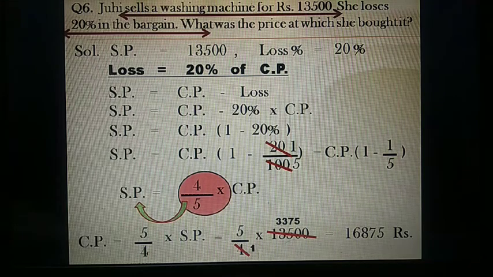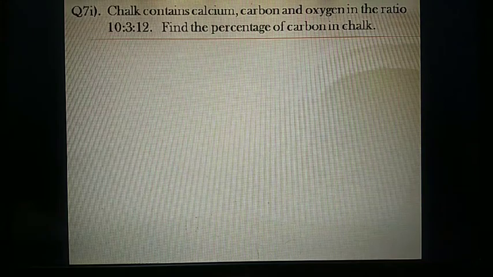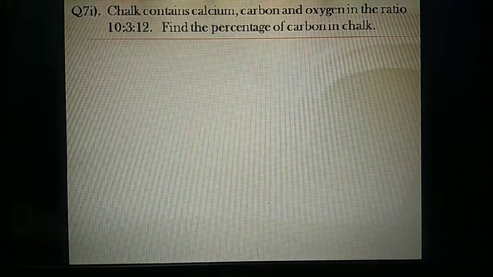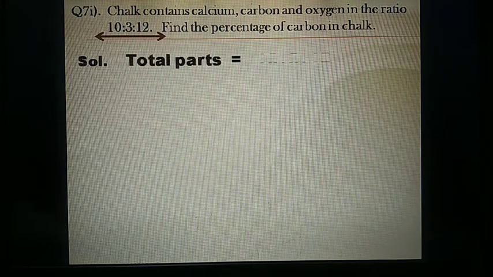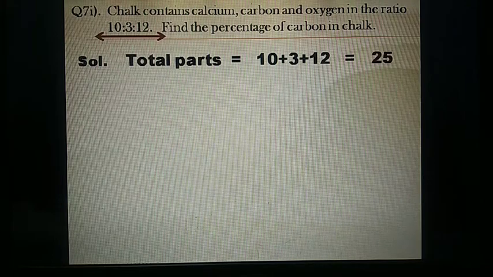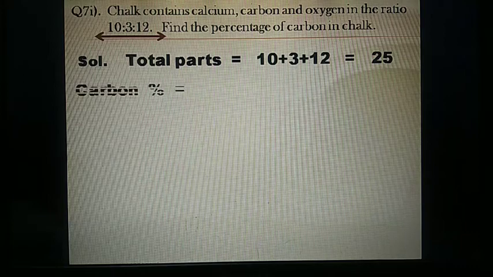Question number 7. Chalk contains calcium, carbon, oxygen in the ratio 10:3:12. Find the percentage of carbon in chalk. So as per the question, the second part is showing you the carbon and you have to find out the percentage of the carbon in the chalk. So first you will find the total parts, which is equal to 25, and we are supposed to find percentage of carbon, that is the second part.